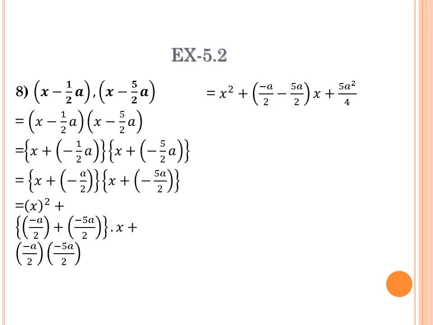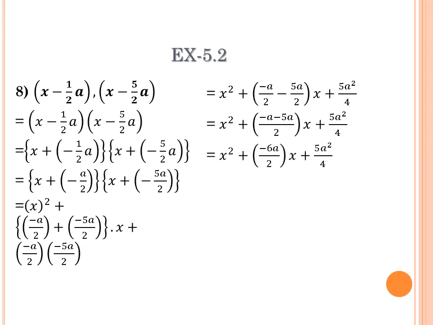That's why we can write, and we can do the LCM. LCM will be 2 minus a minus 5a plus 5a square by 4, x square plus minus a minus 5a, that will be minus 6a plus 5a square by 4, x square. If we reduce minus 6a by 2, we divide, that is 3a. x square minus 3ax plus 5a square by.